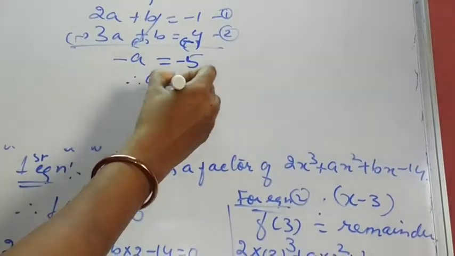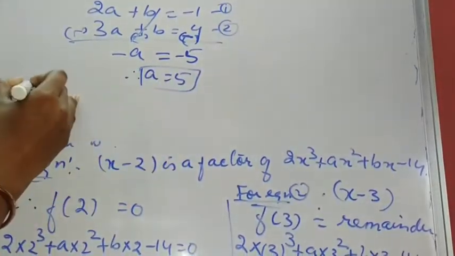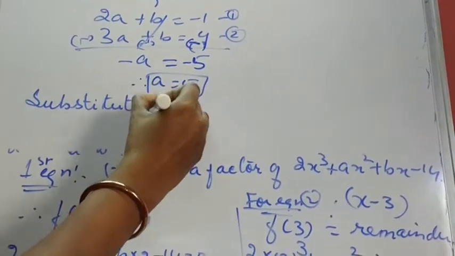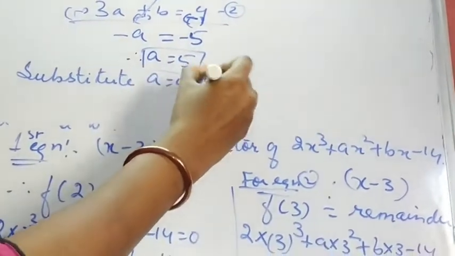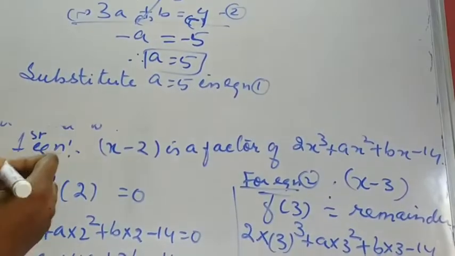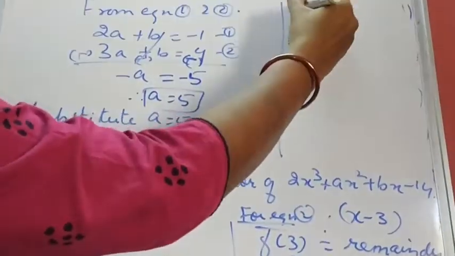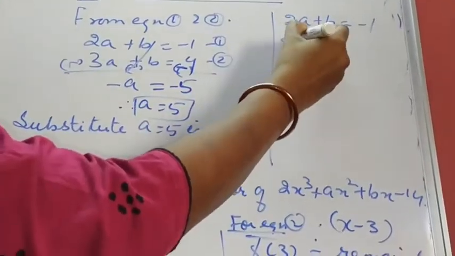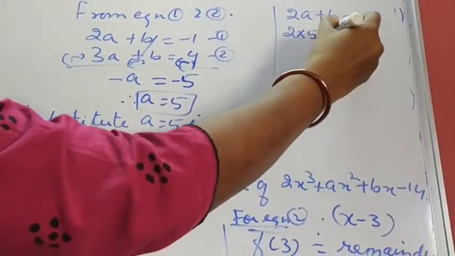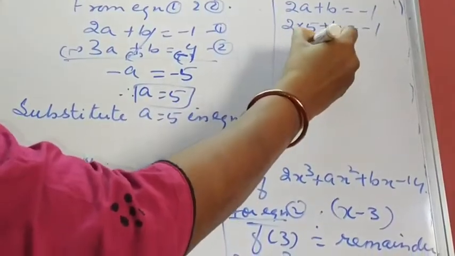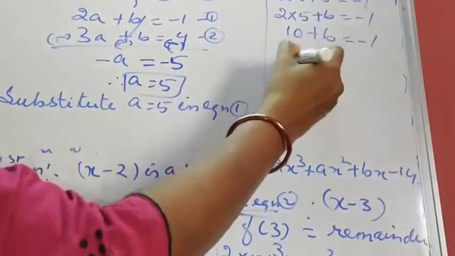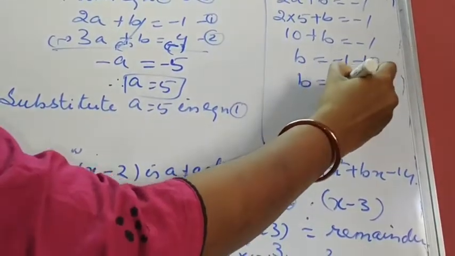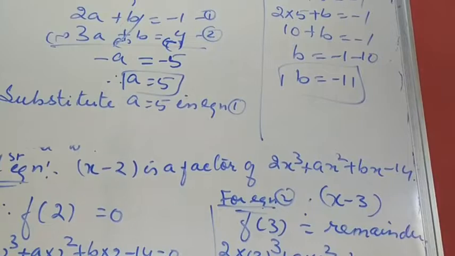Therefore, the value of a is how much? 5. Now substitute the value a is equal to 5 in any equation. Let us take equation 1. So in equation 1, what do we have? 2a plus b is equal to minus 1. 2 into 5 plus b is equal to minus 1. So 10 plus b is equal to minus 1. b is equal to minus 1 minus 10, which gives us the value of b as minus 11.